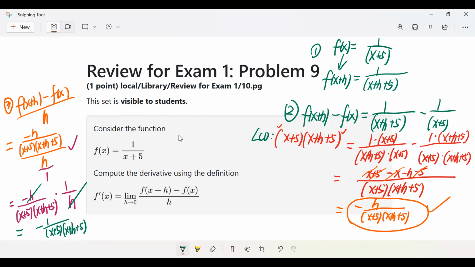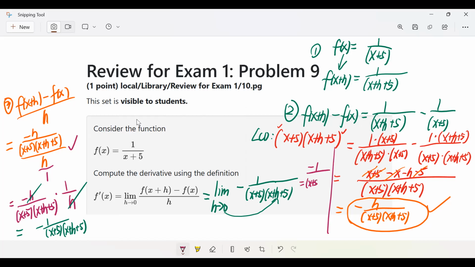Now, eventually, we're just going to analyze this. So the limit of this, eventually, we try to find this limit when h approaches 0. So it's going to be negative 1 over 5, and then x plus h plus 5. Now, if the h becomes 0, it goes in here, then we will end up with negative 1 over x plus 5, and then times x plus 5.